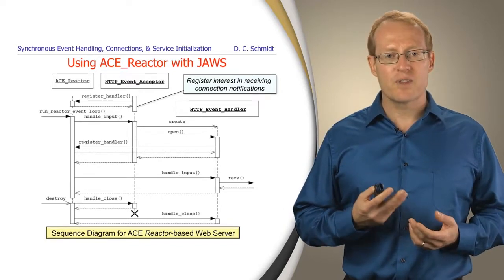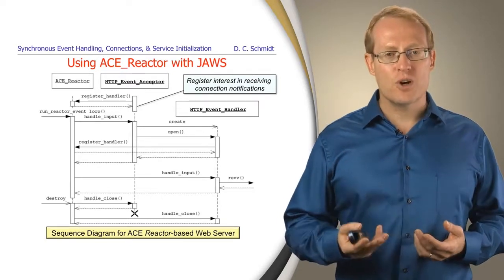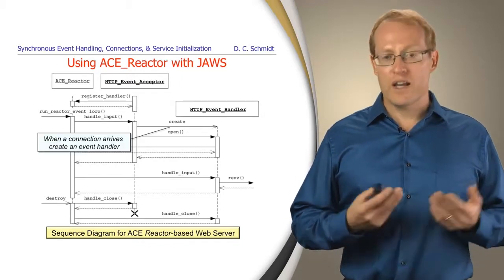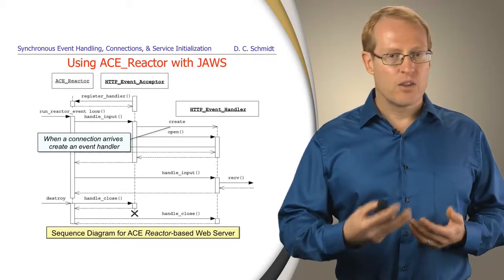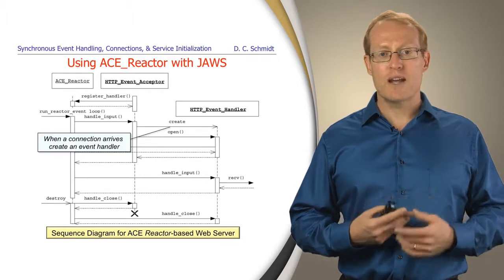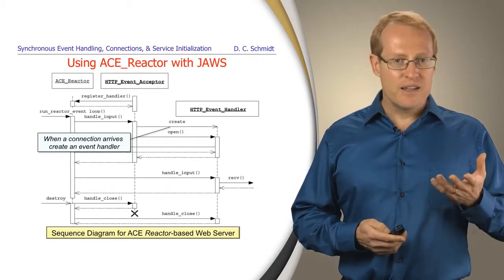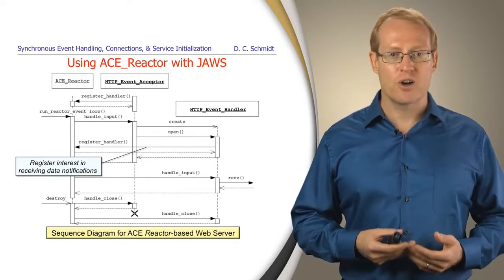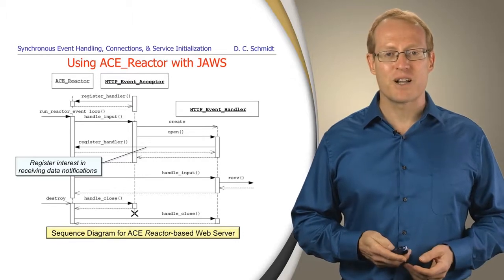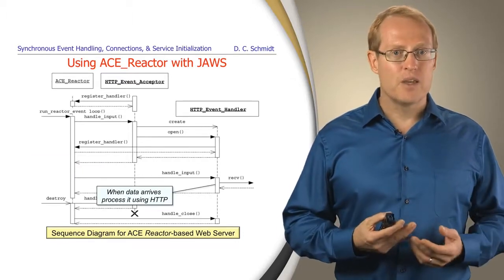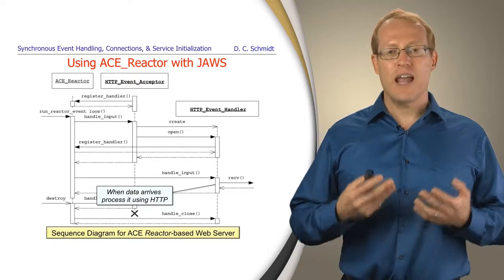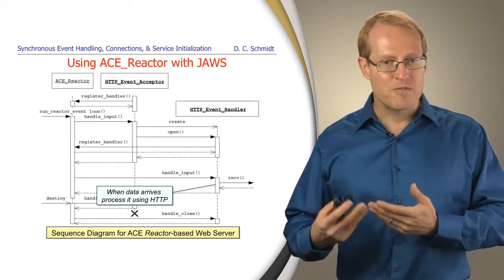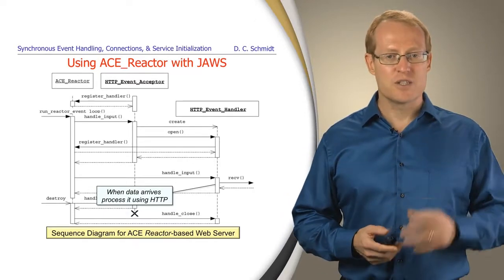We start out by having the main program register an acceptor who's interested in accept events. We saw that earlier. When a connection arrives, the reactor then calls back through the handle input method on that acceptor, which turns around and creates an event handler. That HTTP event handler then registers itself with the reactor and says, please call me back when read events occur, such as the GET request that comes in from a client. And then finally, when that data shows up, the reactor calls back to that event handler, and it goes ahead and cracks open the message, pulls out the various parts, the path name, memory maps the file, and transmits it back to the client. Very simple example.